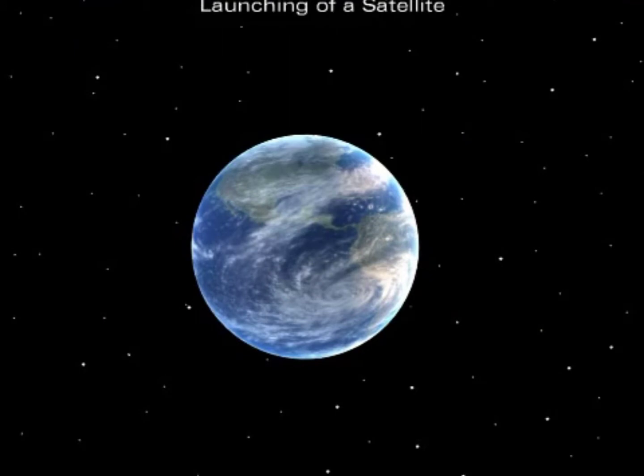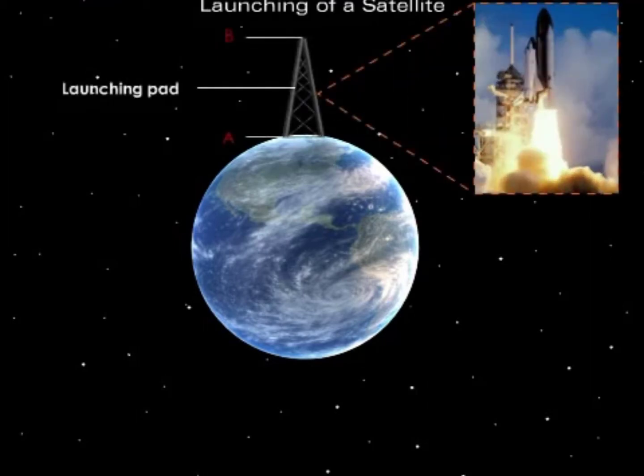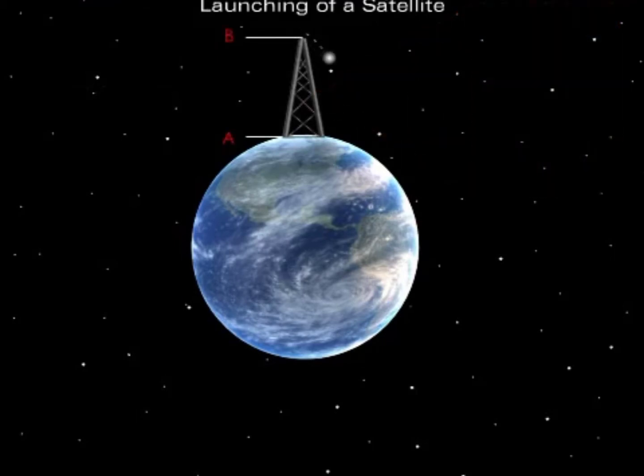Launching of a satellite. Satellites require a minimum velocity called orbital velocity in order to move around the Earth. To understand the concept of orbital velocity, let us look at this example. On the screen, a launching pad AB is shown. Let us project a body with velocity u1 from B parallel to the surface of the Earth.